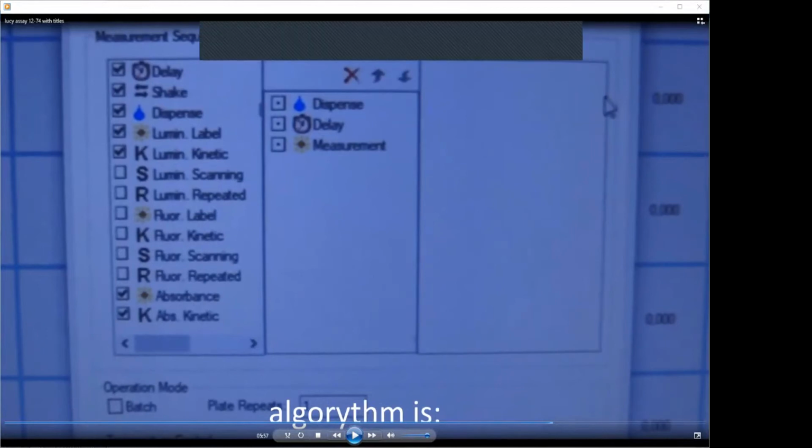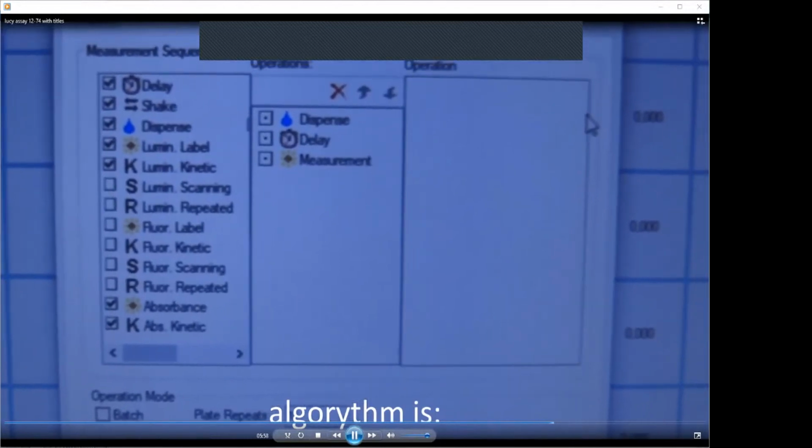First is dispense. In this step, the machine is injecting injection buffer containing the substrate. Then there is a delay. So let's have a look.